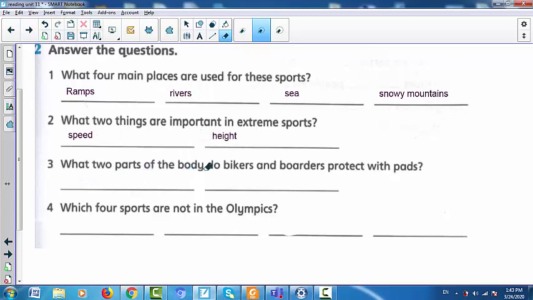What two parts of the body do bikers and boarders protect with pads? The parts of the body that bikers and boarders protect by using pads are the elbows and the knees. Which four sports are not in the Olympics? Kite surfing, inline skating, skateboarding, and wakeboarding. So you can open your workbook, page 103, and write the answers.